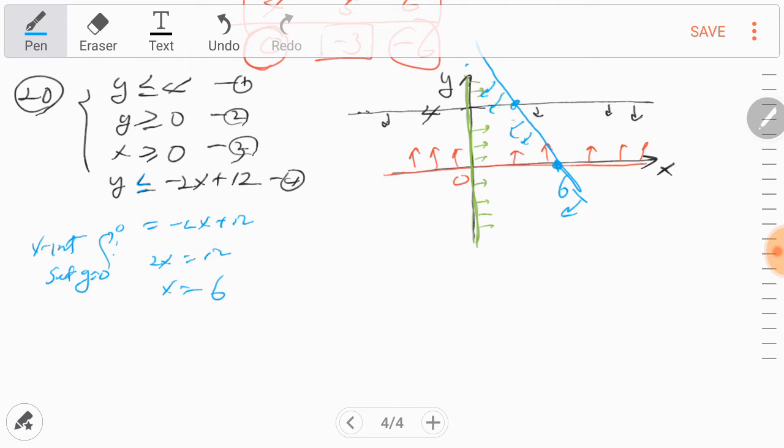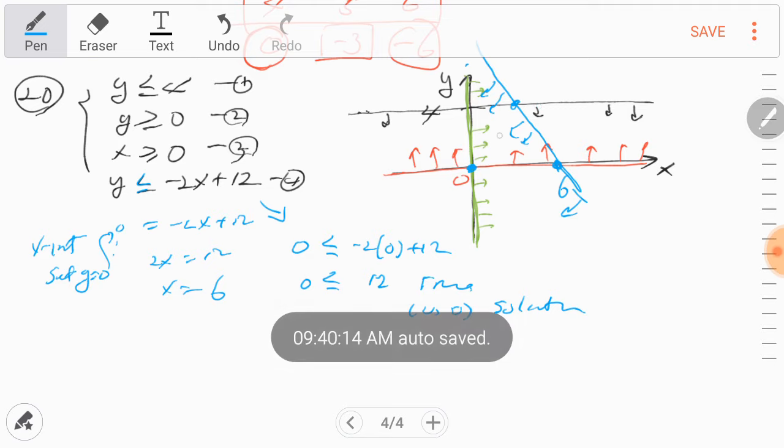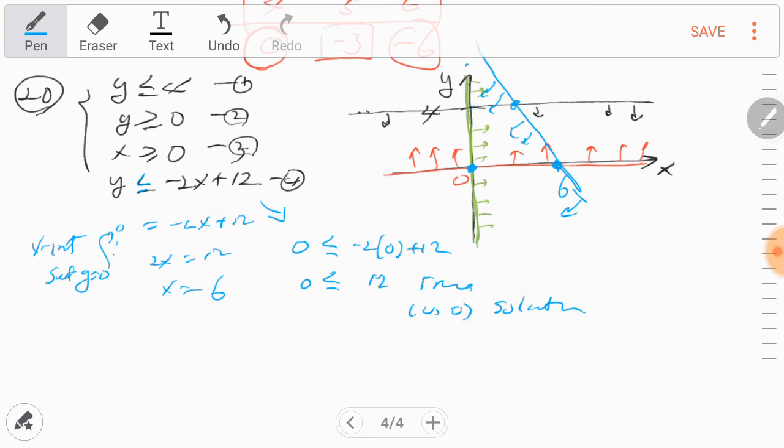Or we can test (0, 0). Plot (0, 0), then 0 is less than -2 times 0 plus 12. Is this true? This is true. So (0, 0) is a solution. So the solution of this inequality is the area containing (0, 0), so it has to be below the line. The common area is this. This is the solution, the actual graph of this system of inequalities.